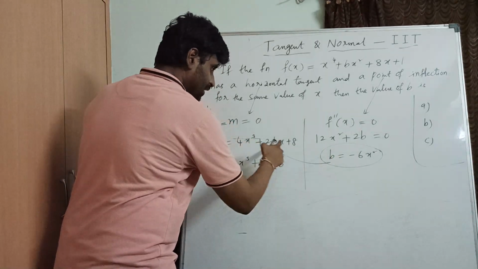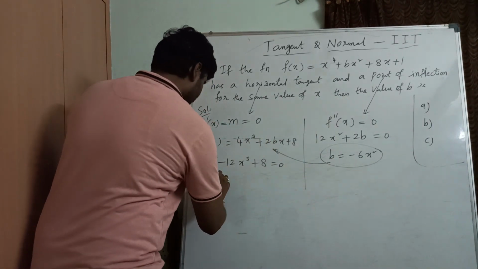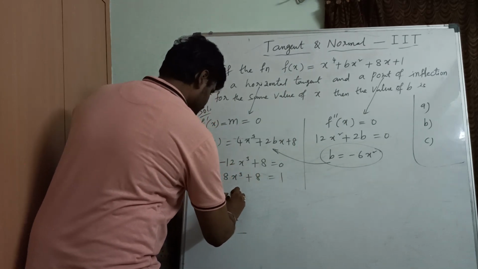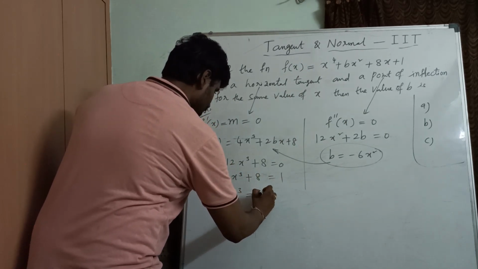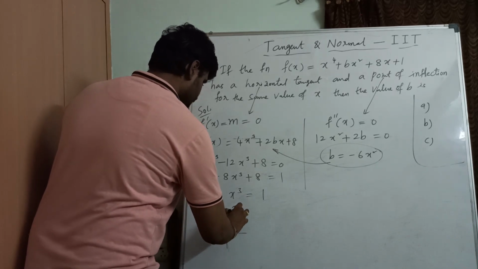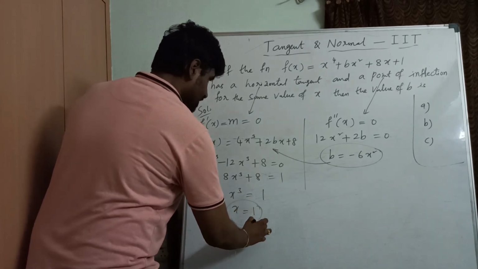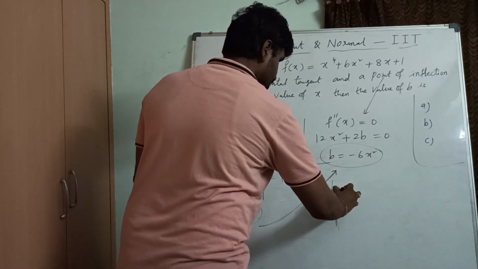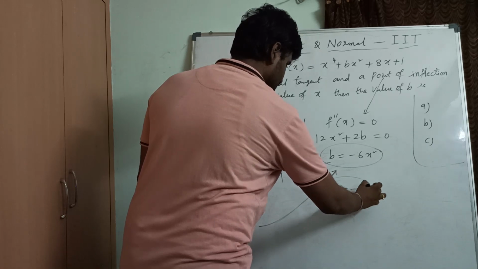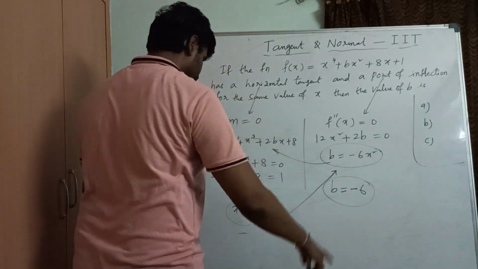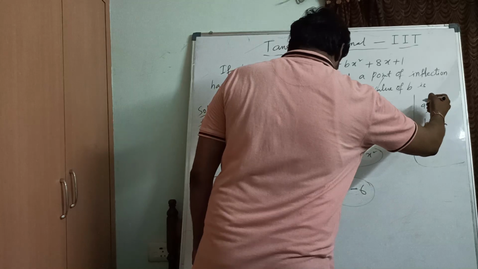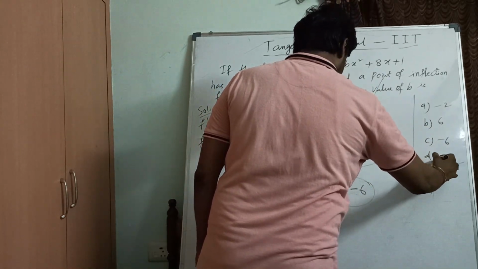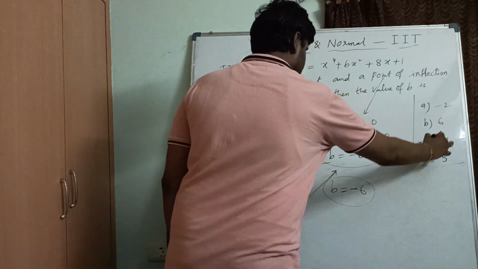I substituted the b value here, so everything is in terms of x now. So now we can find the value of x from this. x cube equals 1, correct? So x equals 1. If you substitute x equals 1 there, what will you get for b? Minus 6. Here options were given already: minus 2, 6, minus 6 and 5. So option C is correct.